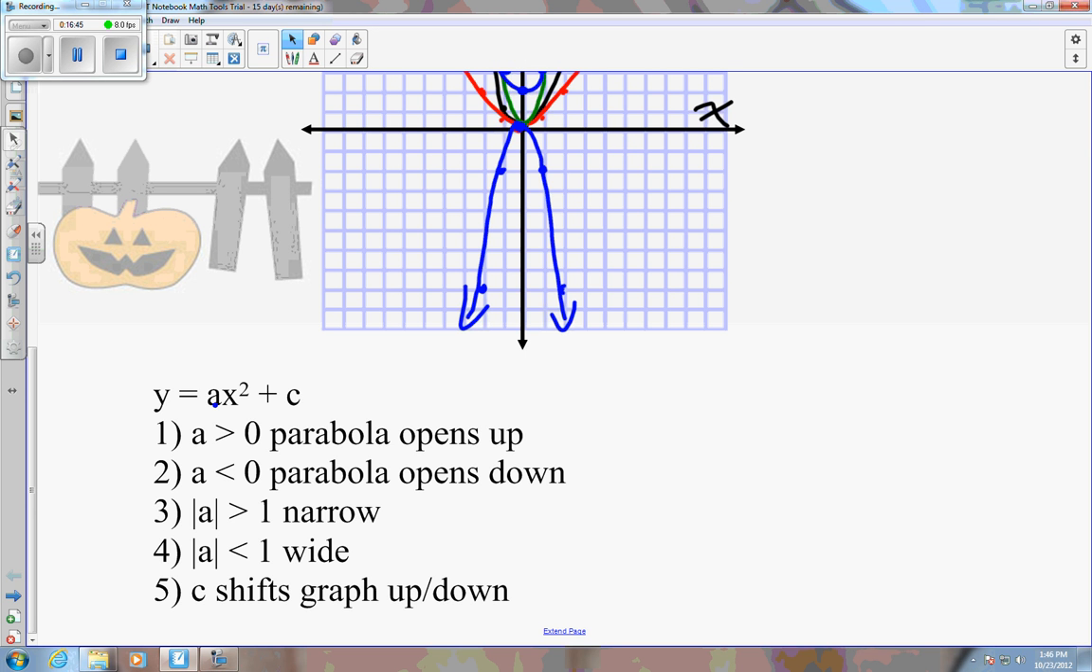The one that we just did. Yep. When it moves, we have to label the vertex. Yep. You should label the vertex on that one. So that one, the vertex would be 0, 2. Since I have 5 graphs on there, it's a little hard to do that. But when you have just one on a graph, it shouldn't be too bad.